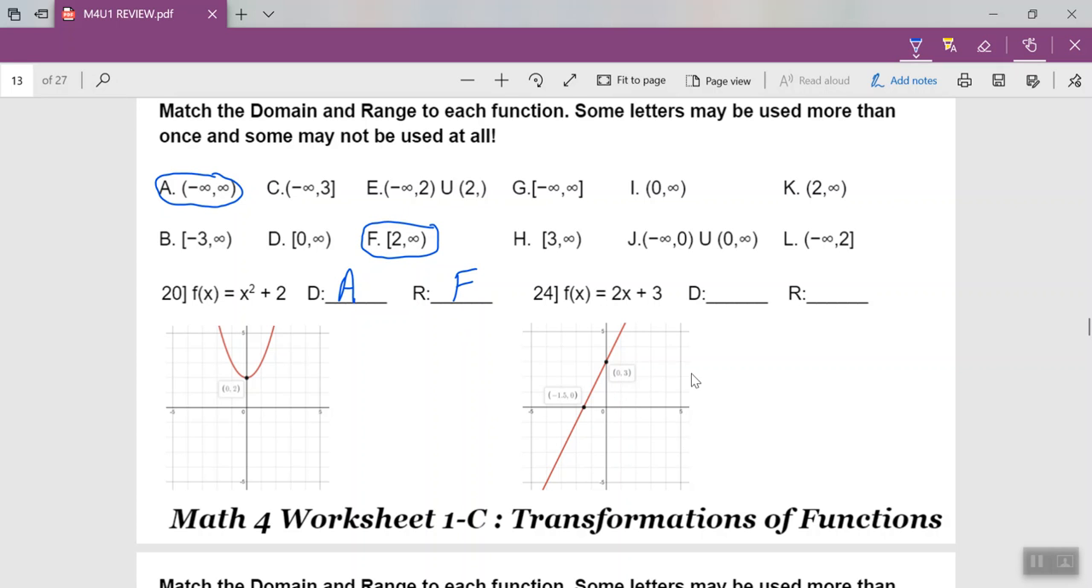Now here, our domain goes on forever, like A, and actually, so does the range. A is the answer for both.